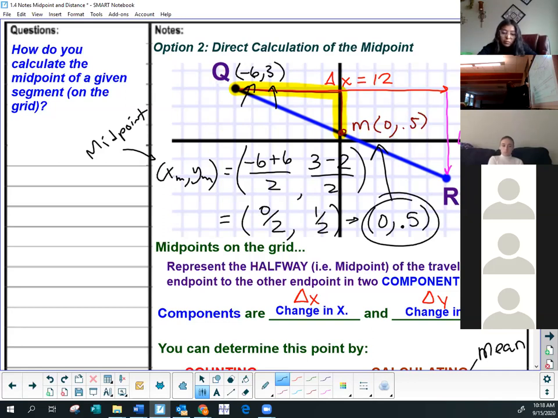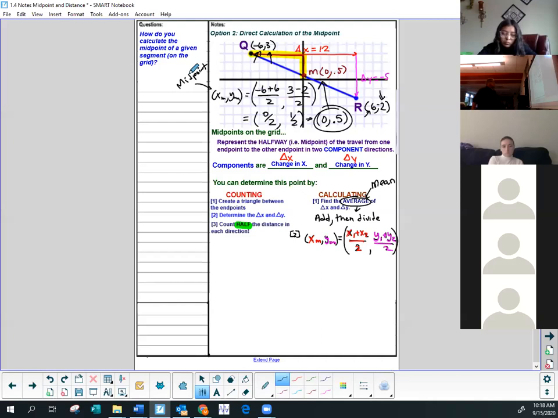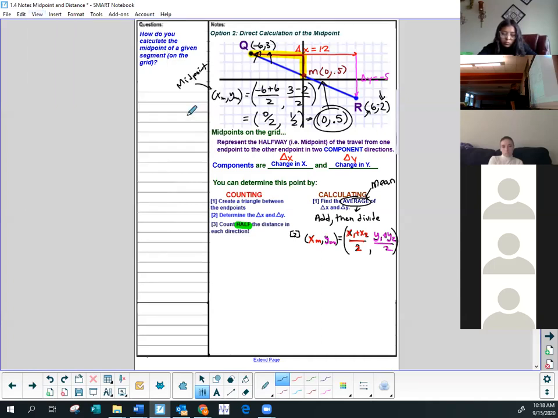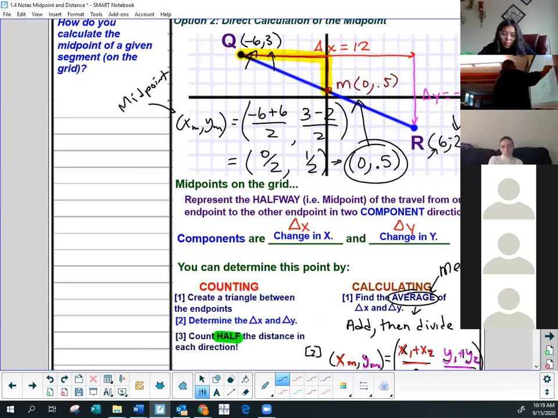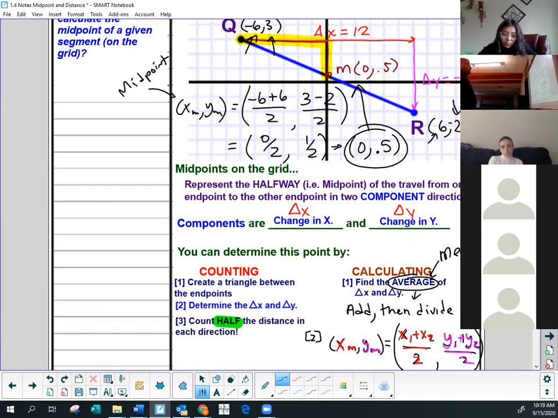So let me zoom out. In terms of finding the midpoint, we have a couple of different ways. One, we can execute a count and determine where the middle point is. Otherwise, we can execute a calculation. Again, the formula looks super complicated, but it's really just averaging. Add the two endpoints together, divide by 2.